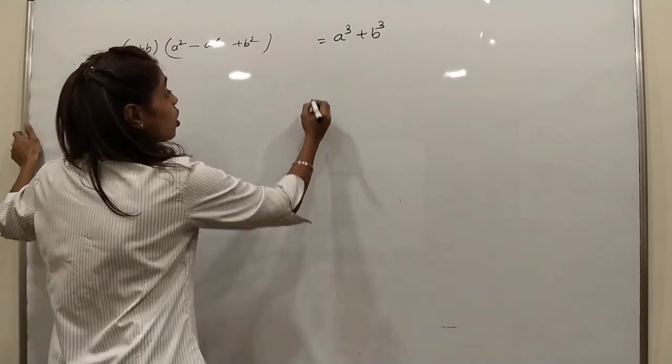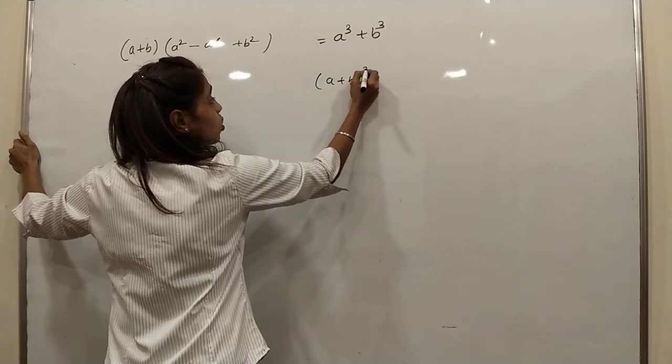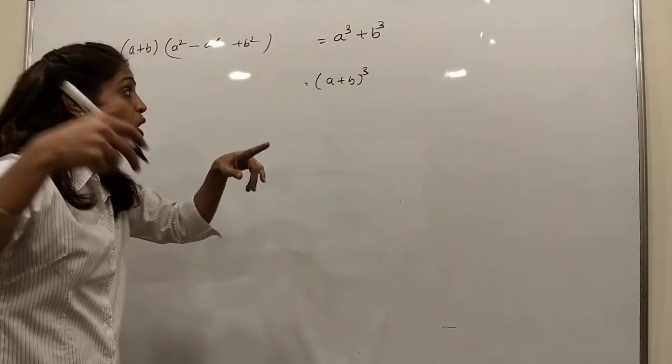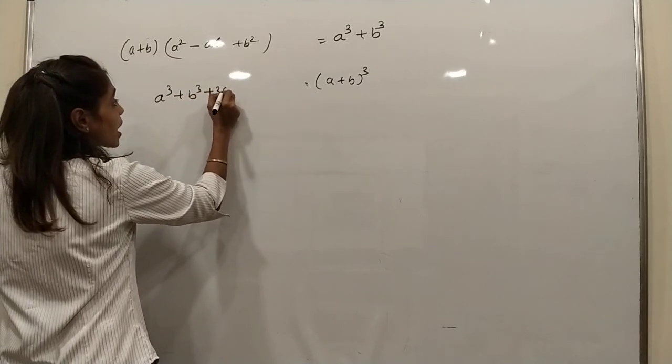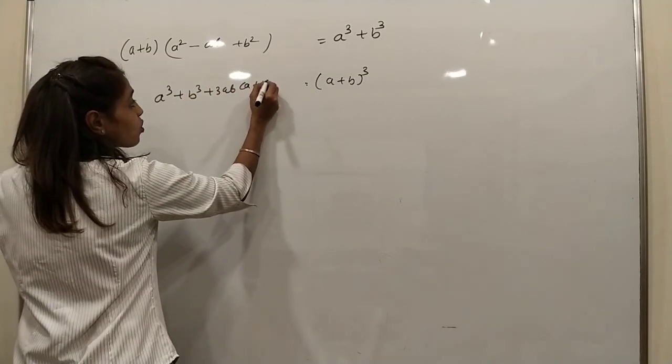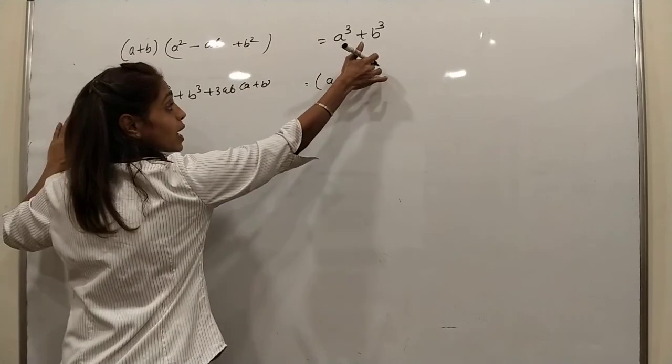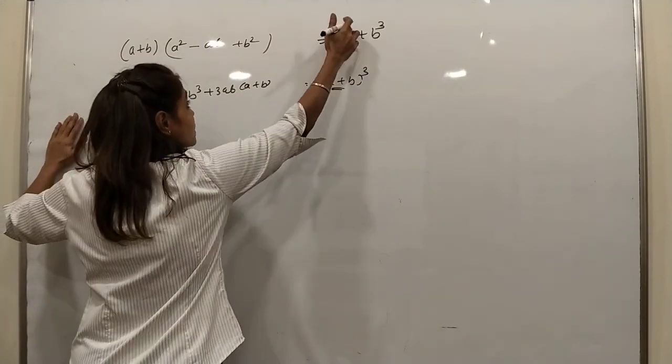It's not a whole cube. Whole cube formula is different. We just did the whole cube formula earlier. What is the whole cube formula? A cube plus b cube plus 3ab a plus b, that is the whole cube formula. Bracket whole cube. It's not a whole cube. It's personal cube.